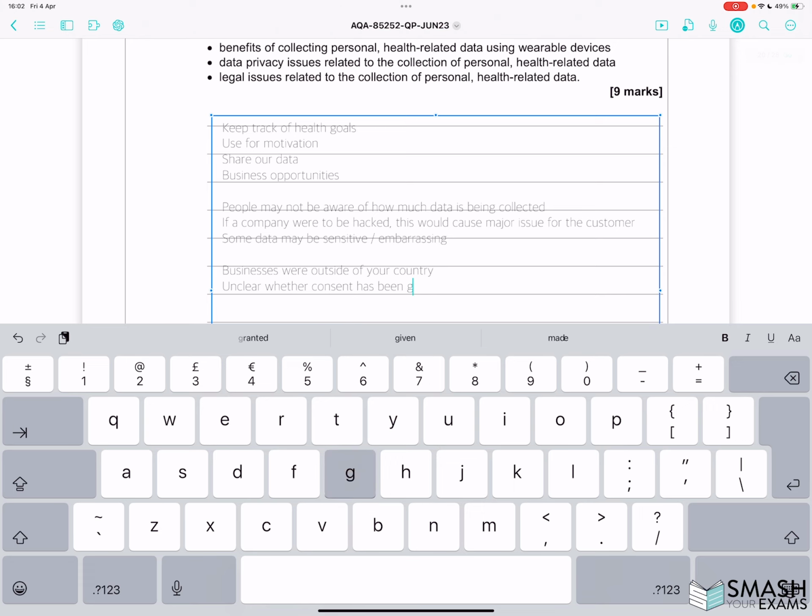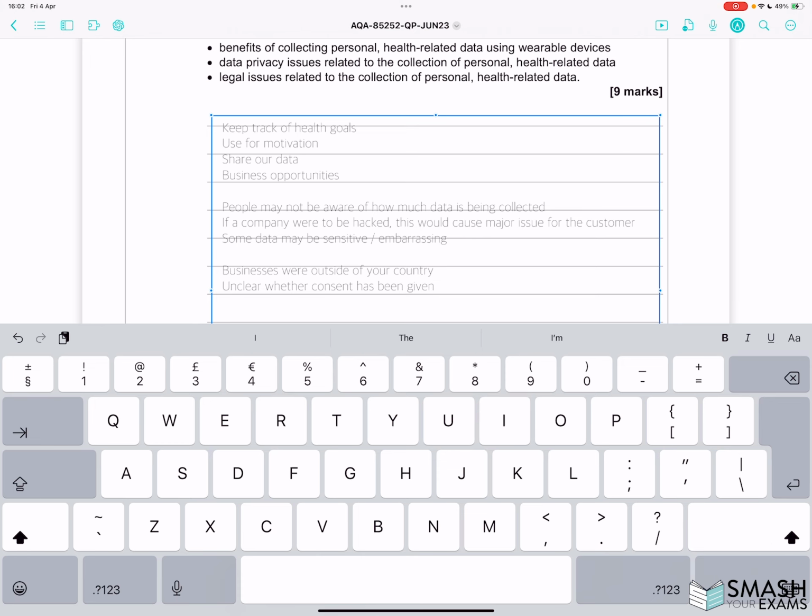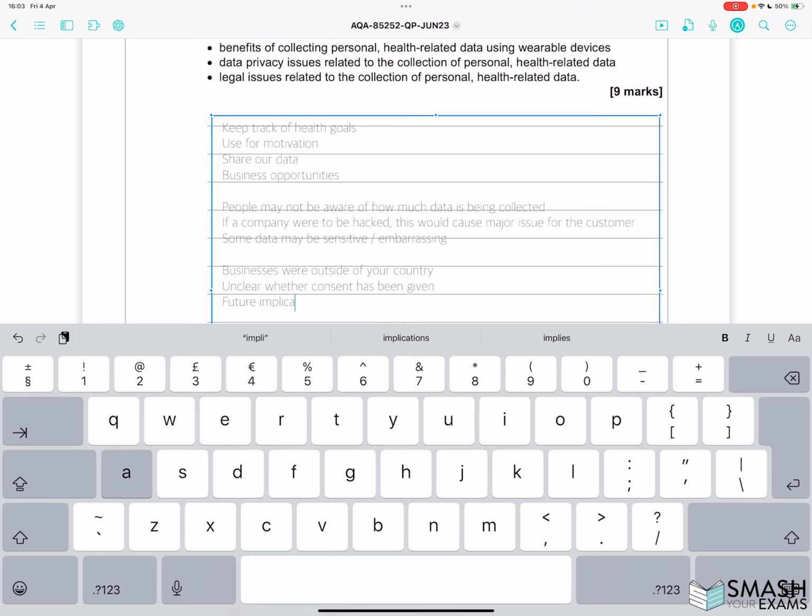Has been given... people might just not understand legal terminology and stuff, so that could be a potential issue because it still becomes binding. We could have some future implications, like what happens if the business gets sold, who controls the data then? So we could mention potential future implications.